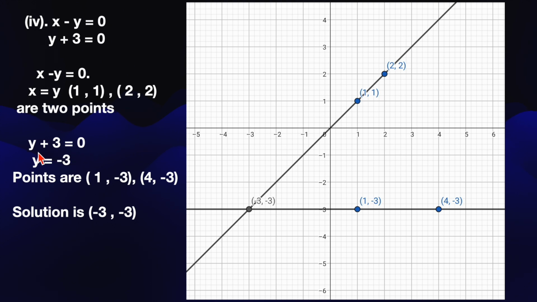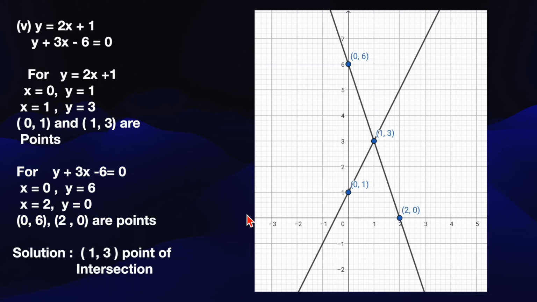Okay. Take the second equation. y is equal to minus 3. So what are the points? You can take value of x as 1. The y value will always be minus 3. Take any value of x, the y value has to be minus 3. Let's plot these points. You get this 1, minus 3 and 4, minus 3 here. Draw a line. So these two lines intersect at this point. What are the coordinates of this point? The x coordinate is minus 3. The y coordinate is also minus 3. Solution is minus 3 comma minus 3.